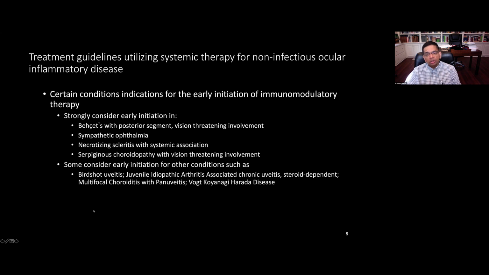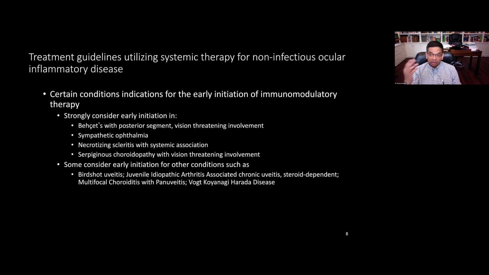There are some conditions where early initiation of immunomodulatory therapy, that is corticosteroid-sparing therapy, may be considered. And this is one of those exceptions where we see rapid onset of anti-inflammatory activity, faster than steroids. That's, for example, in the treatment of Behçet's disease of the posterior segment. Agents such as Infliximab or Remicade can be extremely helpful in explosive onset Behçet retinal vasculitis, controlling inflammation very rapidly when given as an intravenous infusion.